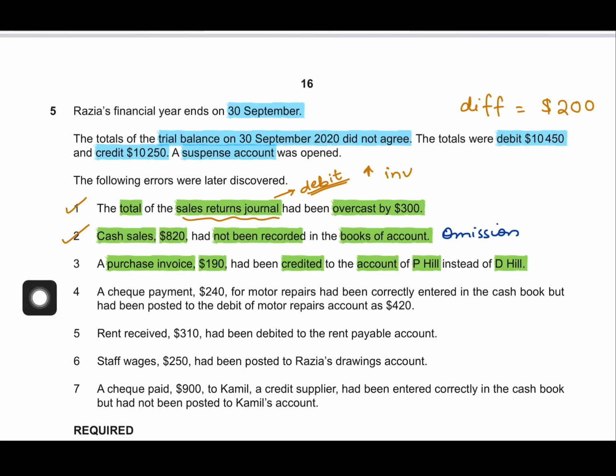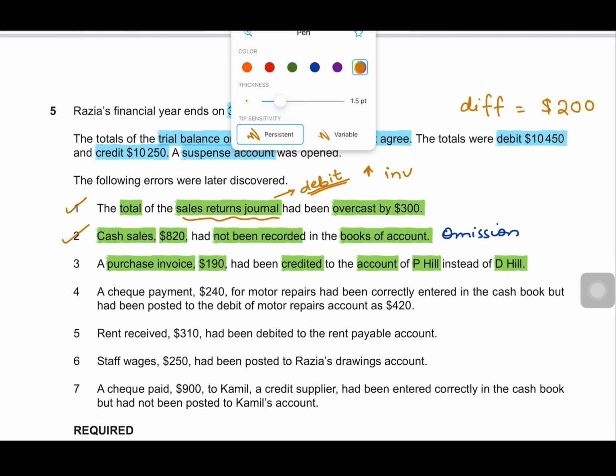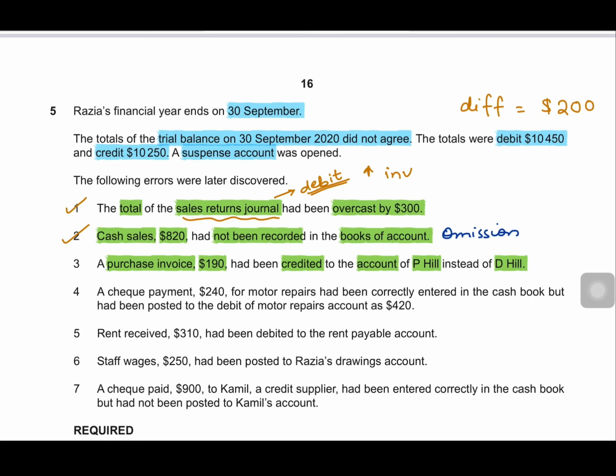Okay, so there were some purchases, and we know whenever there are purchases on credit, these are recorded as purchases account is debited and your supplier is credited. Now what happened over here was, instead of recording the purchases from D Hill, we have recorded them in the account of P Hill by crediting P Hill. Now this type of error is called error of commission, right.